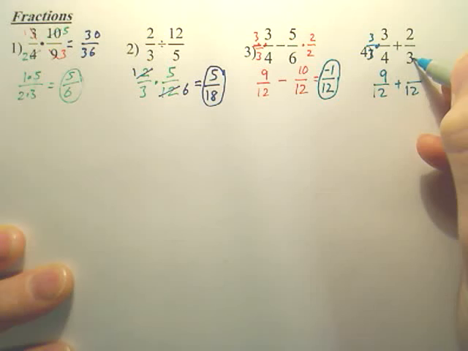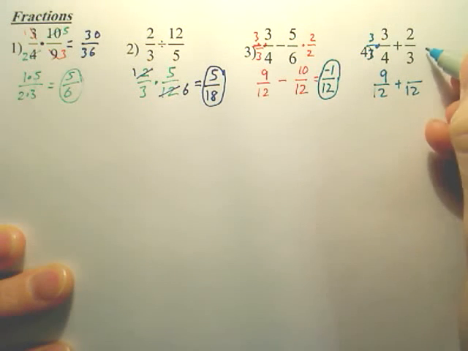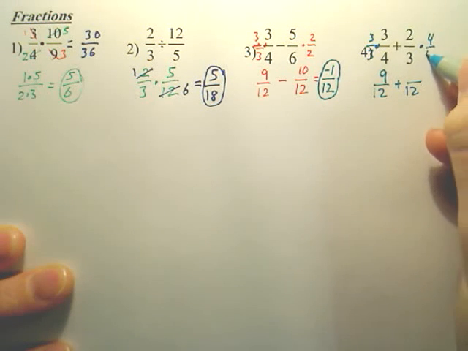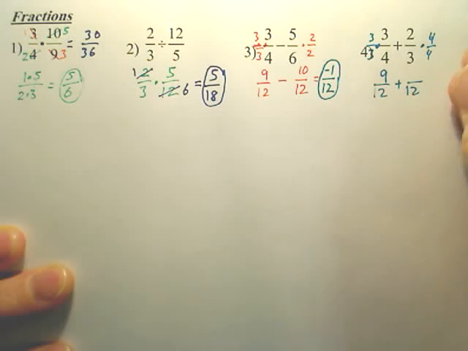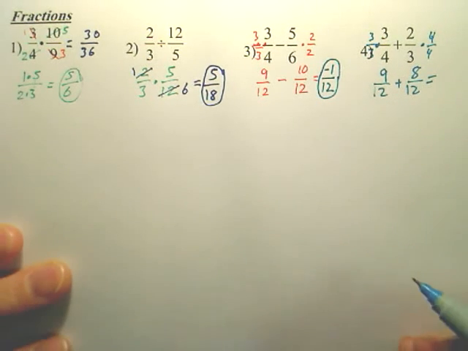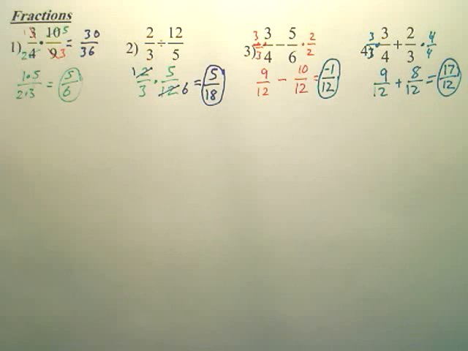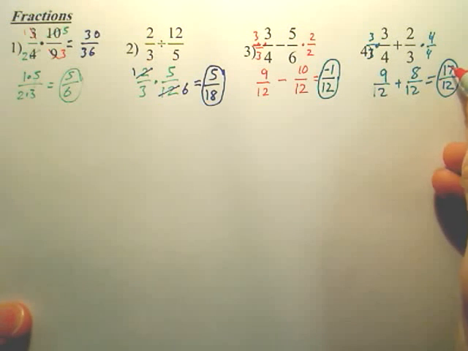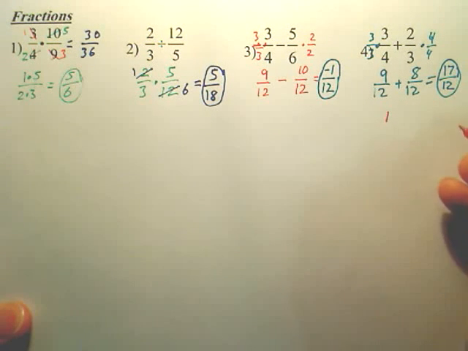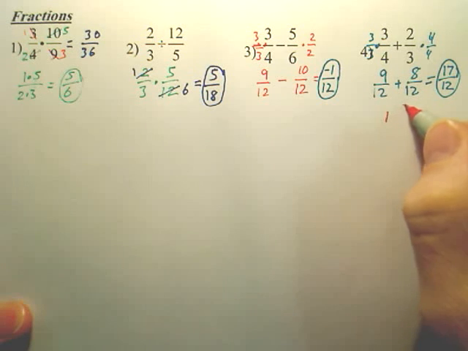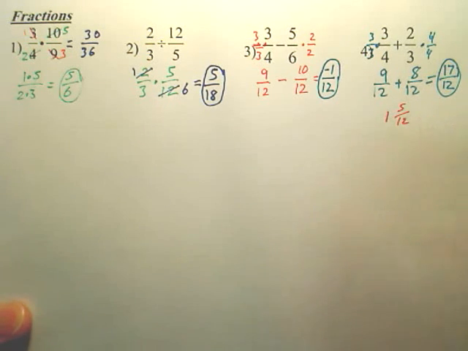What are you going to multiply 3 by to get 12? 4. So top and bottom by 4. 2 times 4 is 8. My answer, when I add the tops, is 17 over 12. That is a good enough answer. If you want to, you could go one step farther. And how many times does 12 go into 17? Once, with a remainder of 5 out of 12. 1 and 5/12.